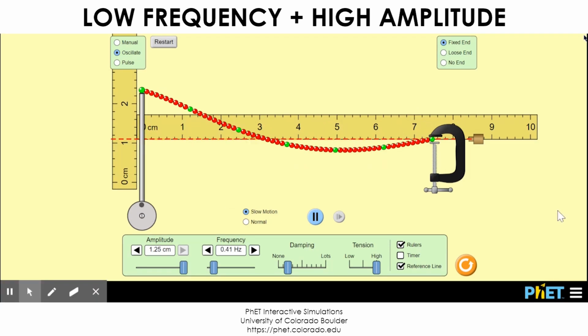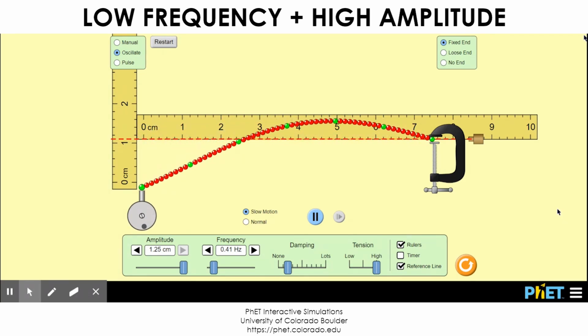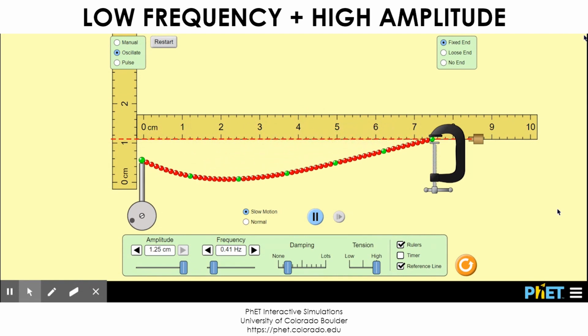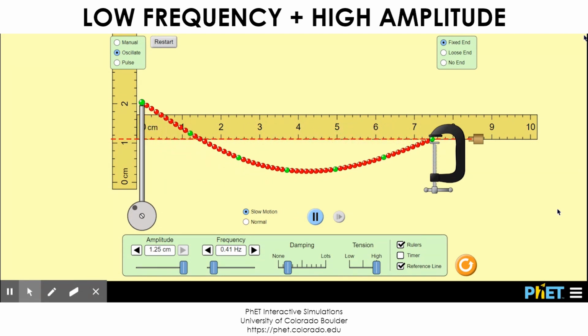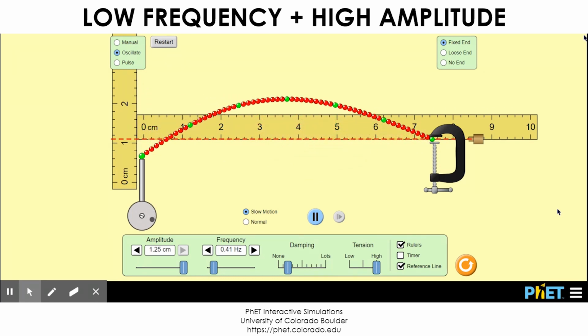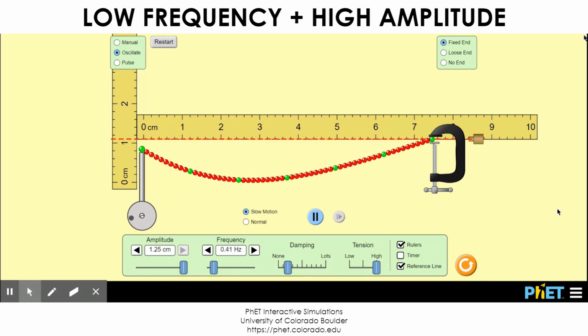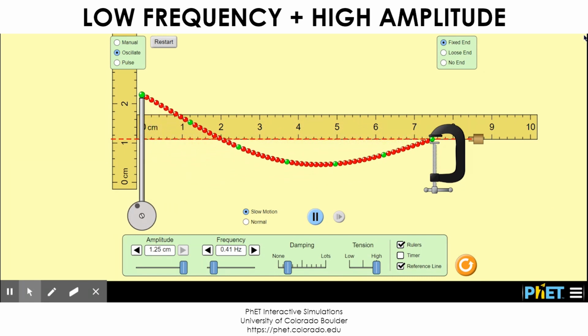This time we're going to look at a low frequency and high amplitude wave. As you watch, look at what happens to the wavelength each time. By decreasing the frequency, we've changed the wavelength when we compare it to the high frequency, high amplitude waves. What are the differences between this wave and the last set of waves?